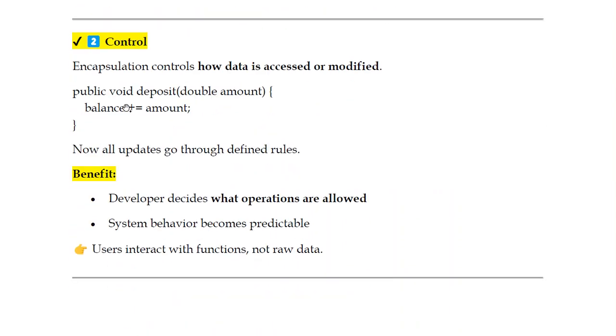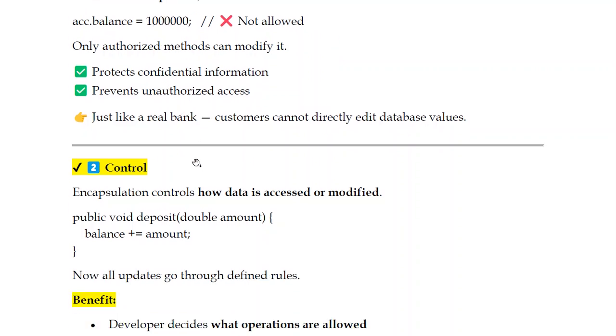Next one, control. Assume we have a minimum balance, some amount. Control means how data is accessed or modified. Now all updates go through defined rules. What are the defined rules here? We are passing the amount. The account already has some balance, say we already kept 1,000 as an example. So balance plus amount. All updates go only through defined rules, through the method only we are passing the data. We are not just adding the balance plus that amount like that.